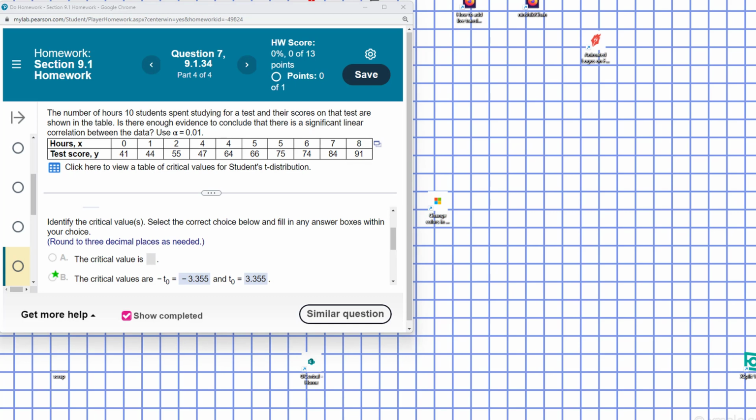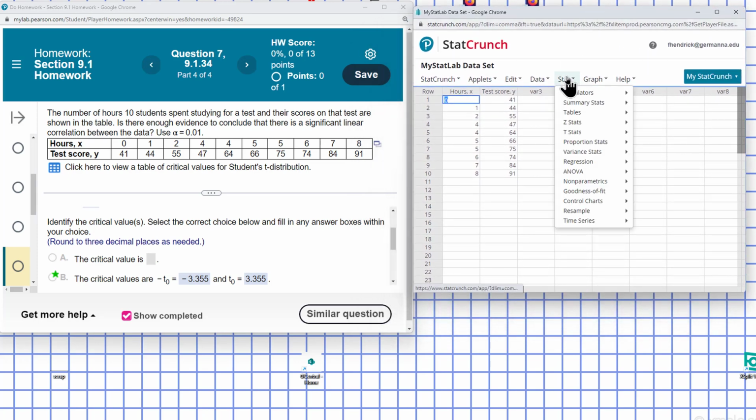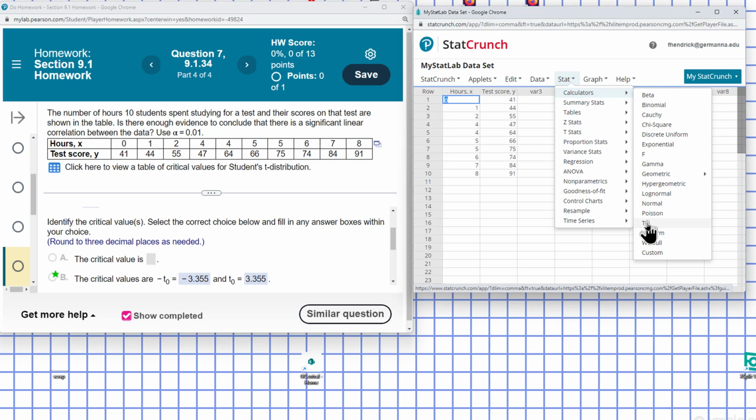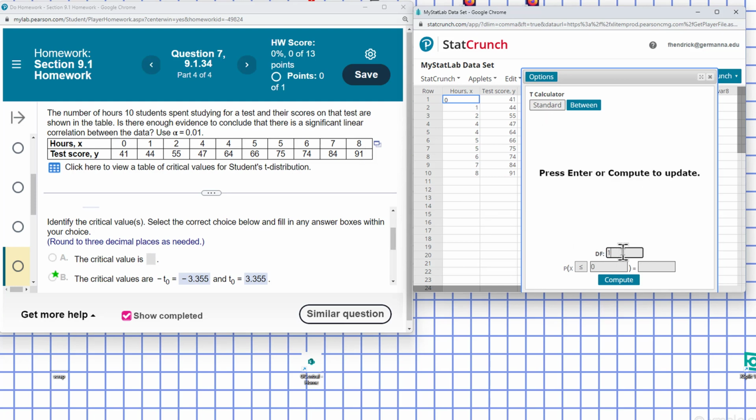Going into StatCrunch, Stat, Calculators, and T. In this case, the degrees of freedom: how many do we have here? 1, 2, 3, 4, 5, 6, 7, 8, 9, 10. Count again, 10. So n is 10. Degrees of freedom is n minus 2, so 10 minus 2 is 8. The degrees of freedom here is 8.